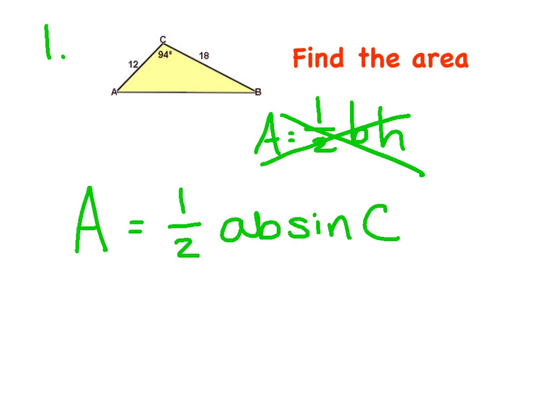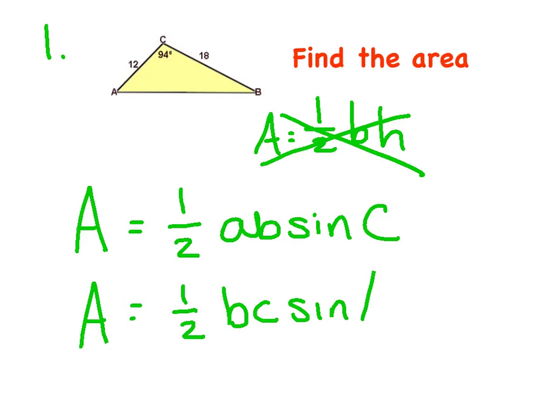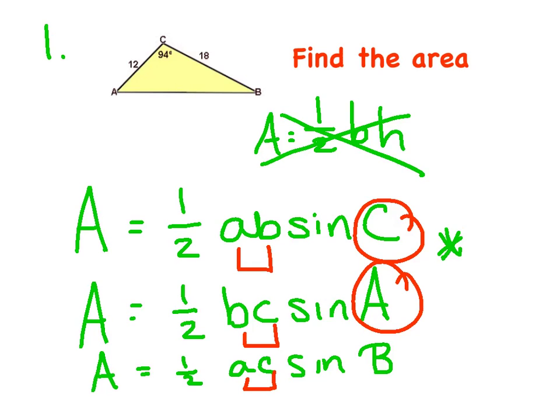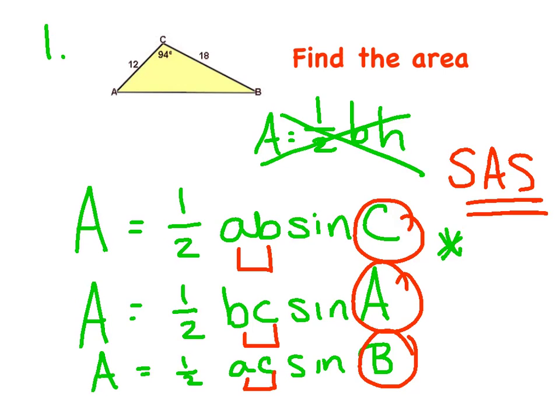Now, I just want to be very clear that just like in the law of sines or law of cosines, we can switch this formula. It could also read 1/2 BC sine A, or I could even say 1/2, which two letters here? AC sine B. Basically, the whole key is that these are your two sides, okay, and this is your included angle. So again, you have to have side angle side.